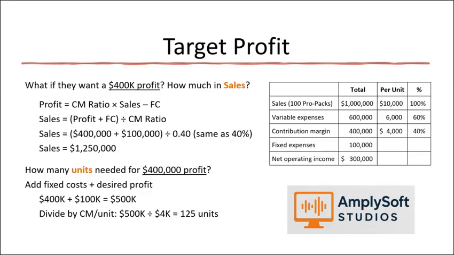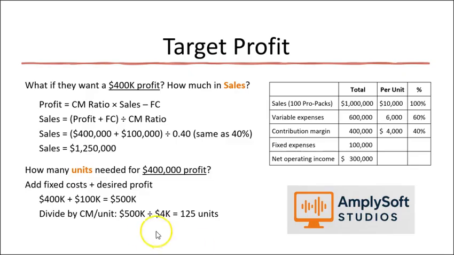What if they want to hit a $400,000 profit? How much do sales need to be? Well, we just write our profit equation again. This time, we would take the target profit of $400,000 plus the $100,000 in fixed cost, divide that by 40%, and sales would have to be $1,250,000.